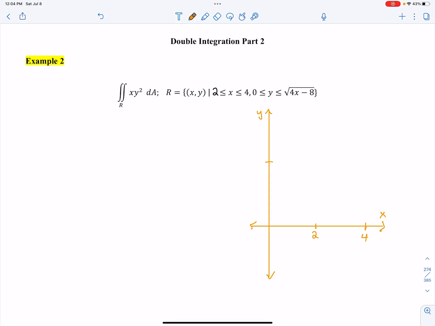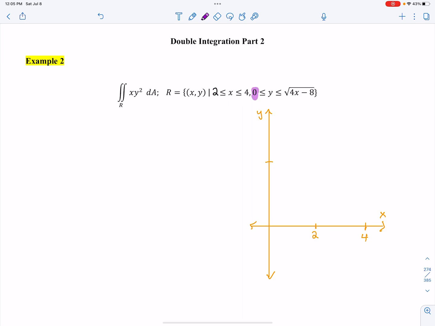This video will continue our discussion of double integration by finding the volume of a shape over a certain plane. So we have this double integral over R. They gave us R here. Now this is going to be a bit different. Our X values are between 2 and 4.